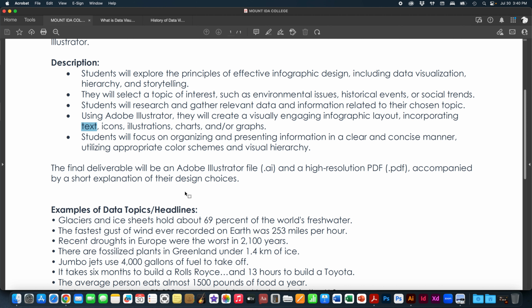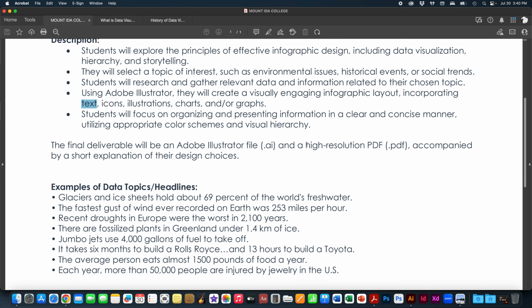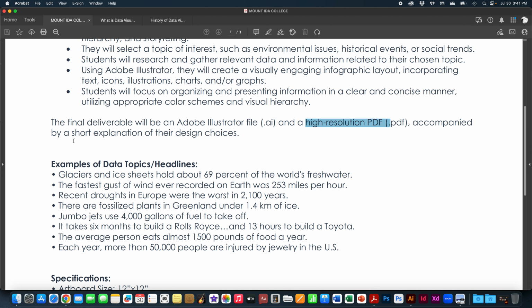Final deliverable, of course, is an Adobe Illustrator file. We are also going to learn how to output to a high-resolution PDF, which we'll cover in class a little later on Tuesday. And of course, we will include our short written explanation of your design choices, just like we did in the first assignment.